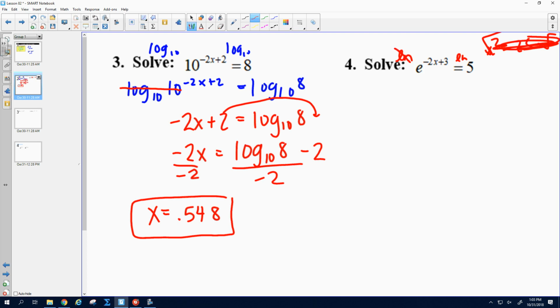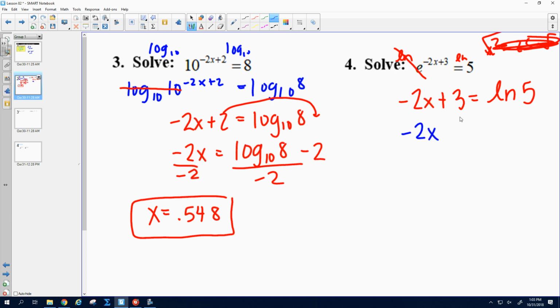And then this cancels right here, and I get negative 2x plus 3 equals the natural log of 5. And then we just isolate x and then put the whole thing in your calculator all at one time. So, Corey, what's the next step?